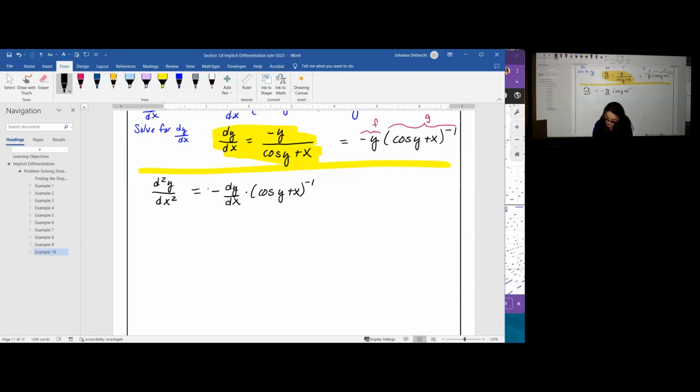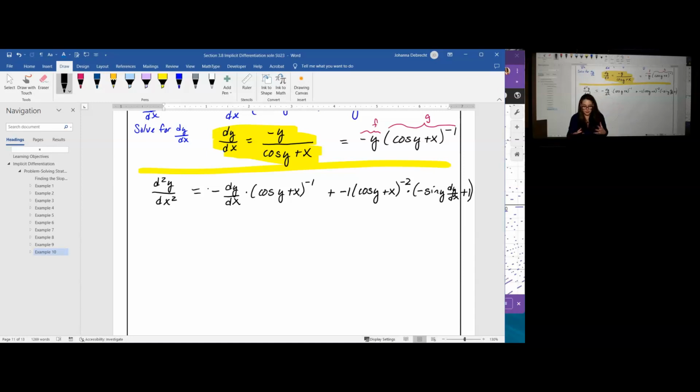Then I'm going to have to do g prime f. I applied the power rule on the outside to get negative 1 times (cosine y plus x), now raised to the negative 2. Now I multiply by the derivative of the inside. The derivative of the first term, cosine y, will give me negative sine y dy/dx. The second term will give me a derivative of 1.